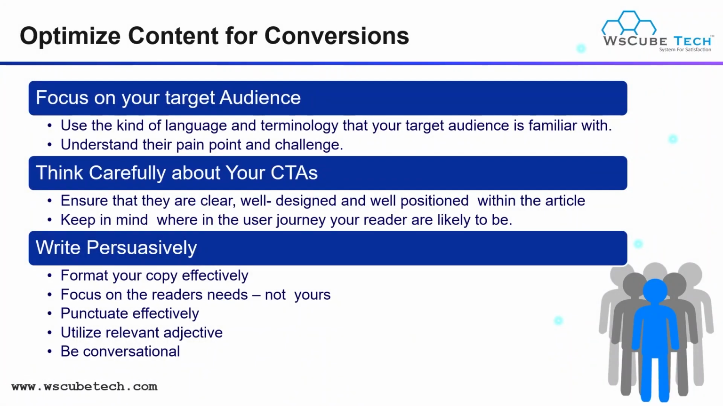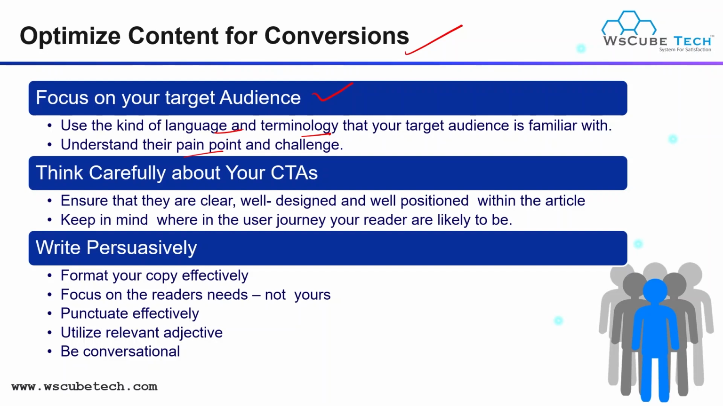Now, optimize content for conversions. For conversion, we have to focus on our targeted audience. Use the kind of language and terminology our targeted audience uses. Whatever terms you find relevant to your content, which your audience finds relevant, you have to use. Understand their pain points. What pain points is your audience facing and what issues do you have to cover? Whatever the challenges, you have to understand that.